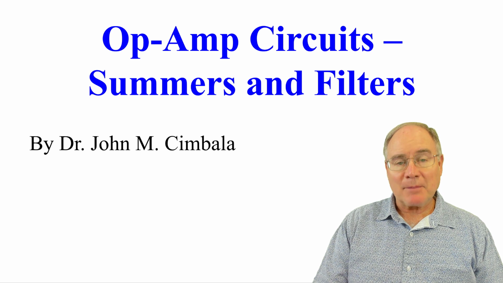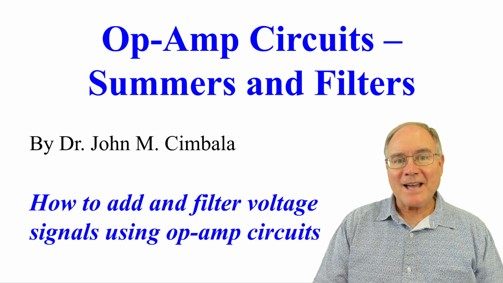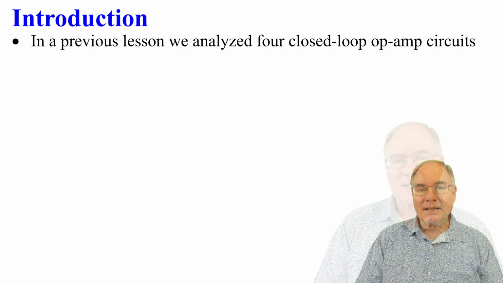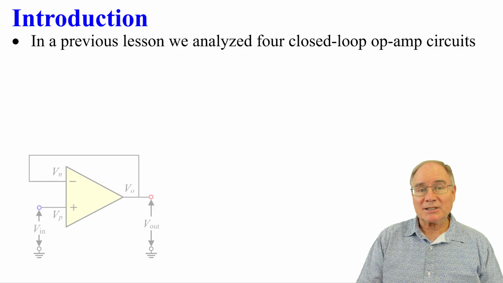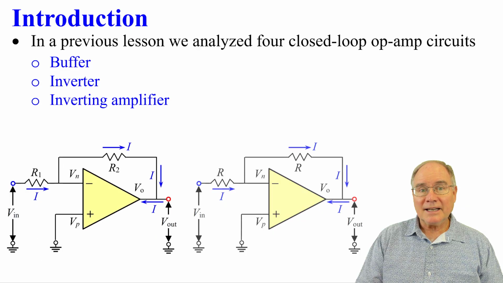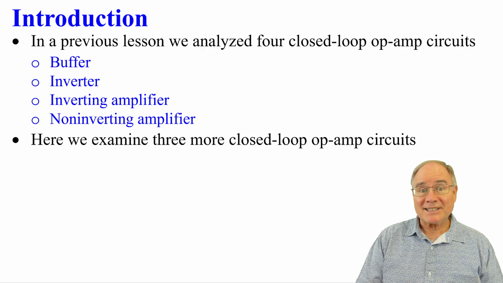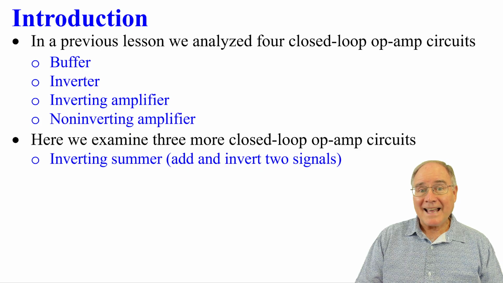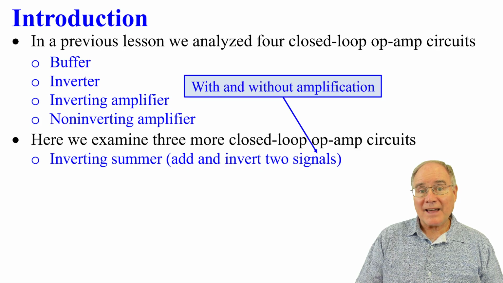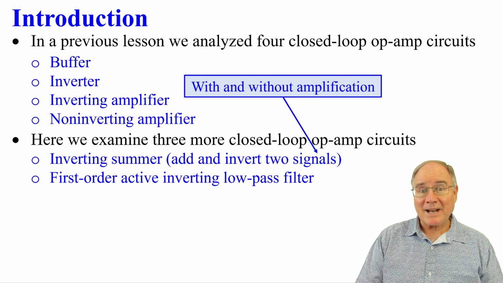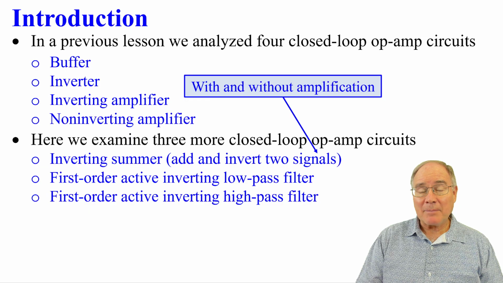Op-amp circuits, summers and filters: how to add and filter voltage signals using op-amp circuits. In a previous lesson, we analyzed these closed-loop op-amp circuits: buffers, inverters, inverting amplifiers, and non-inverting amplifiers. Here we'll examine 3 more closed-loop circuits: an inverting summer, where we add and invert 2 signals, with and without amplification, a first-order active inverting low-pass filter, and a first-order active inverting high-pass filter.